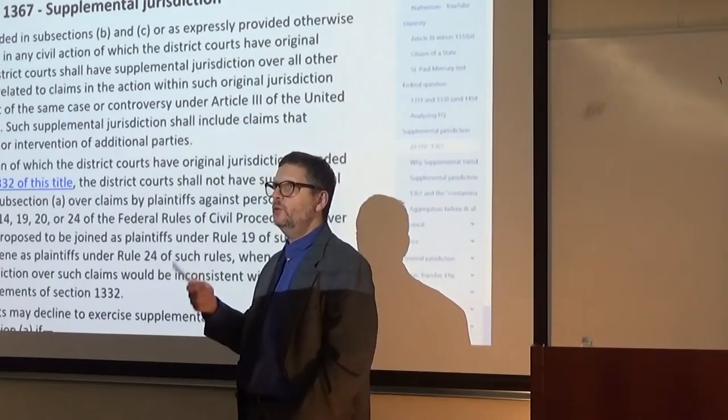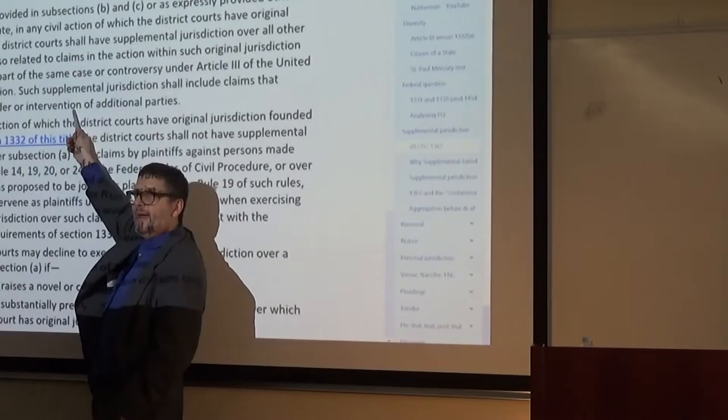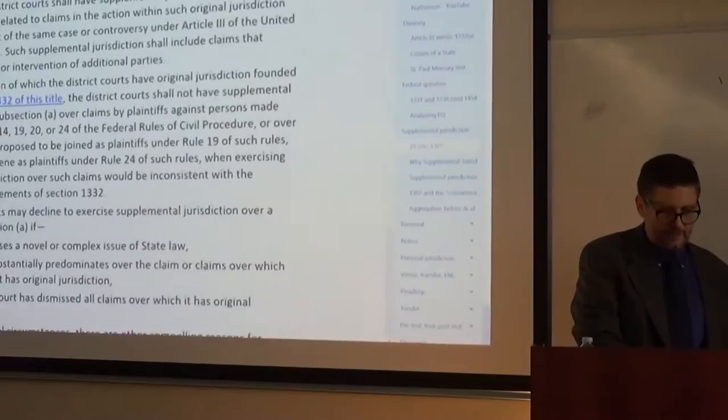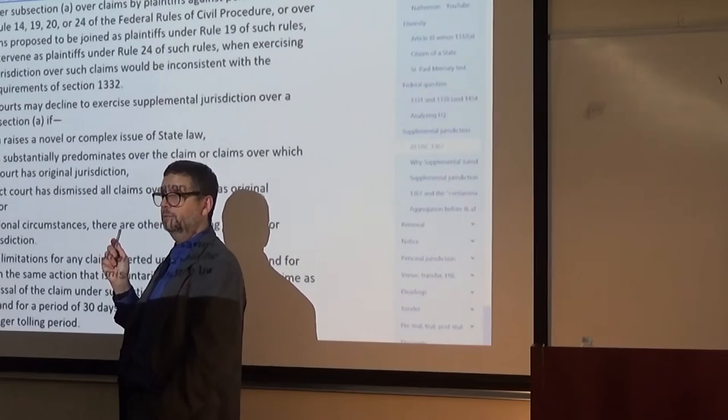Now let me carve up the statute very briefly in what each part does. Subsection A is the grant of supplemental jurisdiction. If you have original jurisdiction, you may be able to have supplemental. That grants supplemental jurisdiction. B divests supplemental jurisdiction. In other words, there's some cases where subsection A grants supplemental jurisdiction, but subsection B takes it away, all right? It divests.